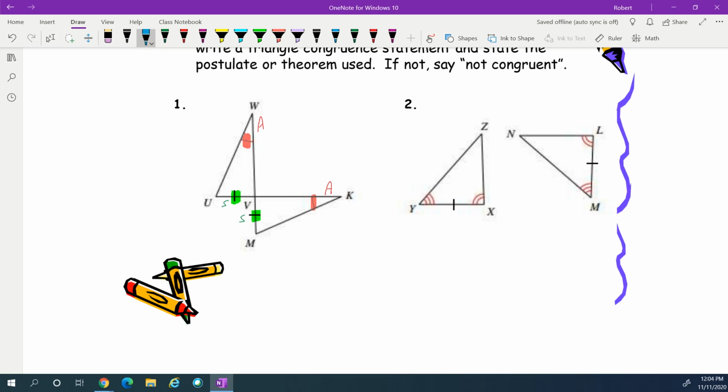And what we should notice is in the middle of the picture is an X. So we have vertical angles. We have another angle from each triangle. Now we have enough to say AAS, and we can say triangle. I'm going to go VUW.